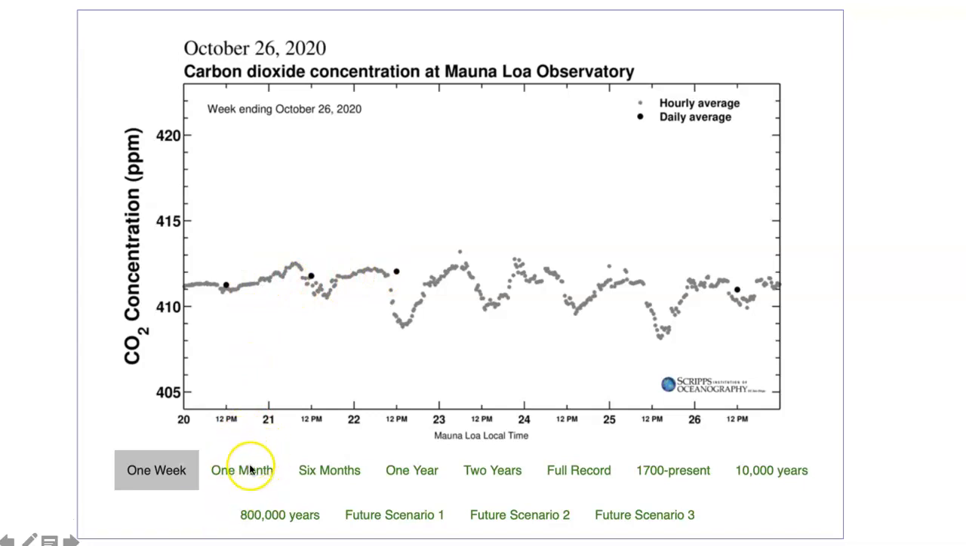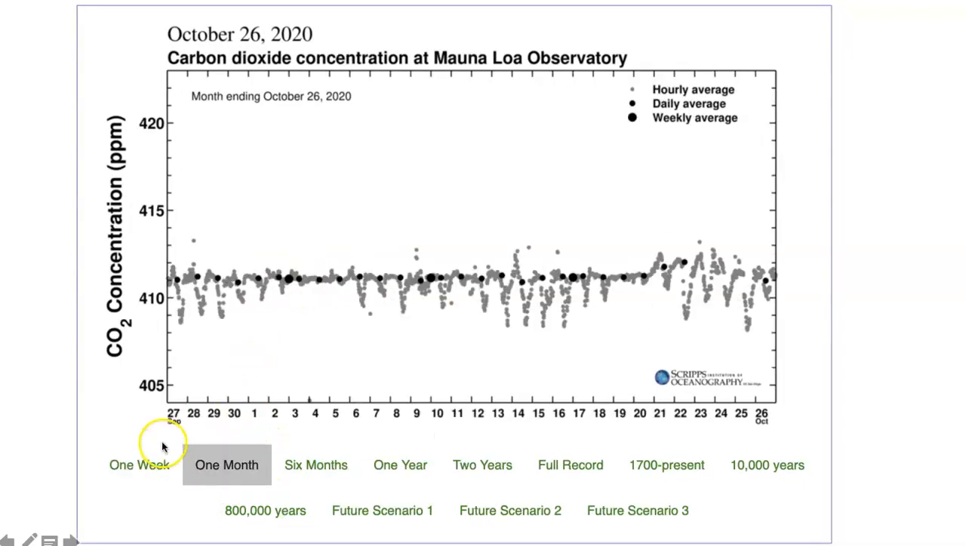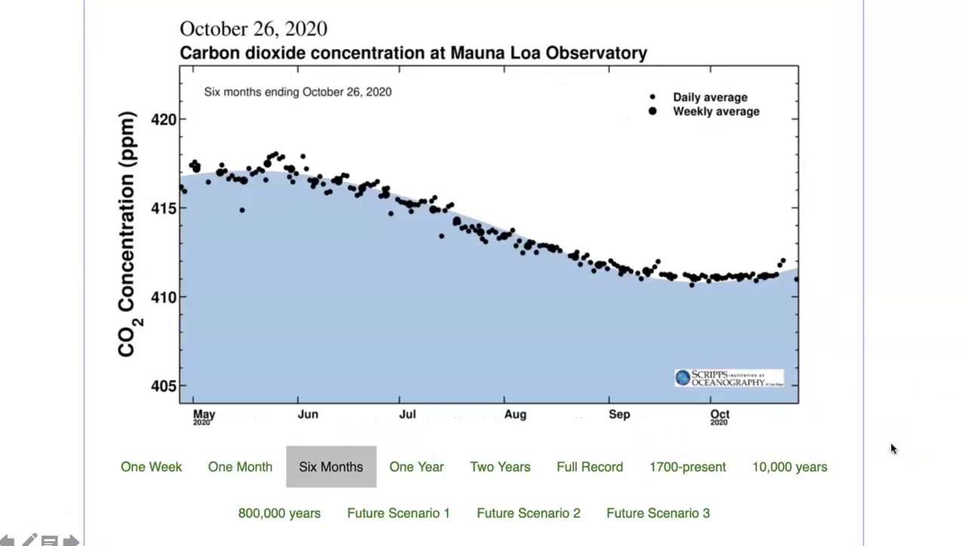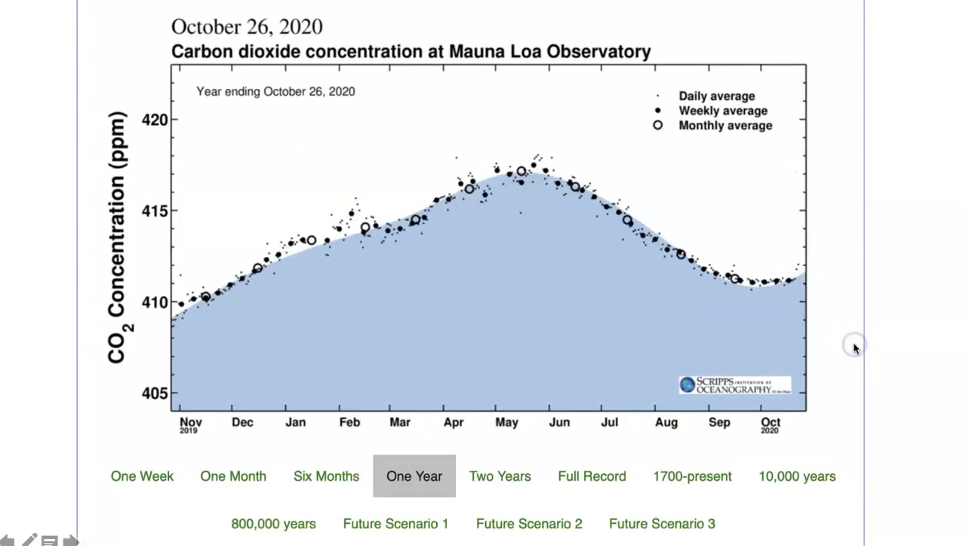Now you can also look at a month of data, which I've shown here. And now you can see the hourly averages vary quite a bit. Sometimes they don't vary at all. Sometimes they vary a lot. Daily averages and weekly averages. We can also choose to look at 6 months of data. Now that's looking different. If I were to look at just this, I'd say, oh, we're doing pretty good right now because carbon dioxide values are decreasing. That's great. Let's look at a year.